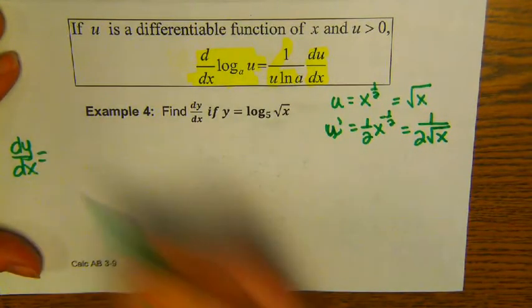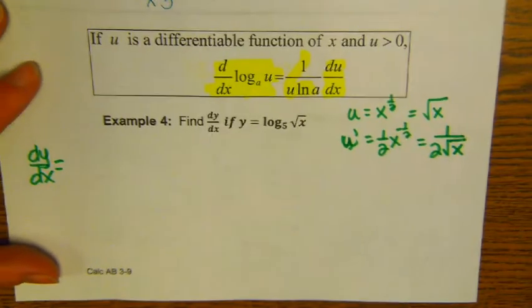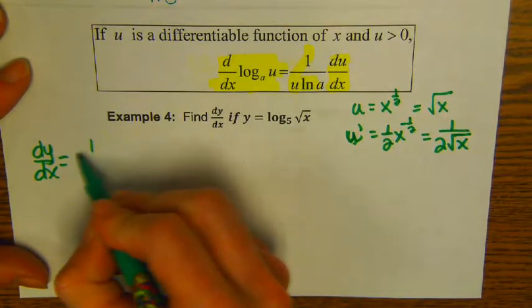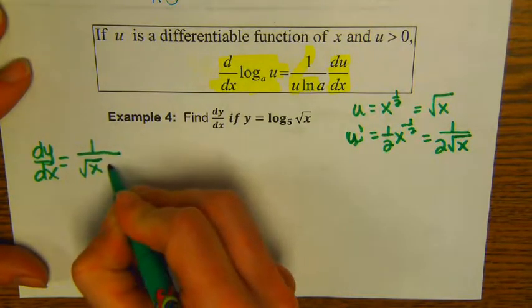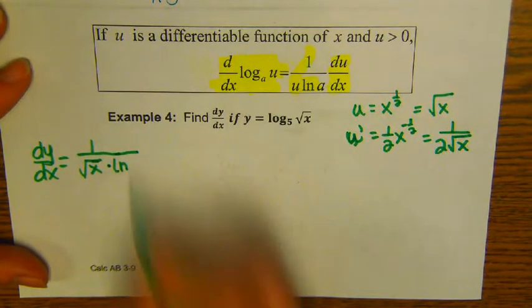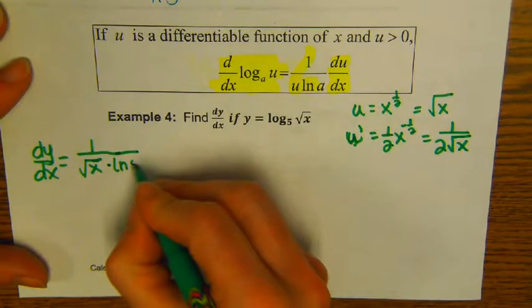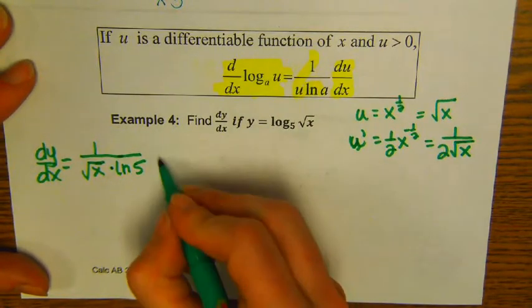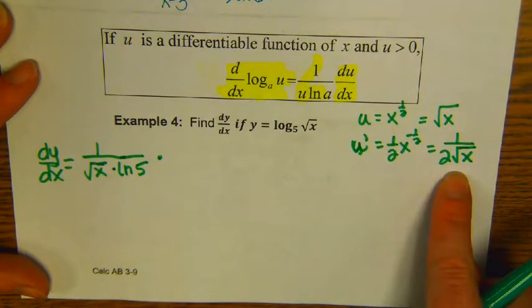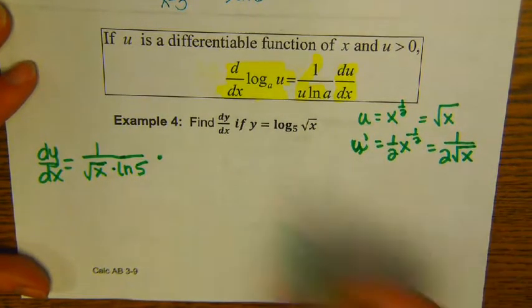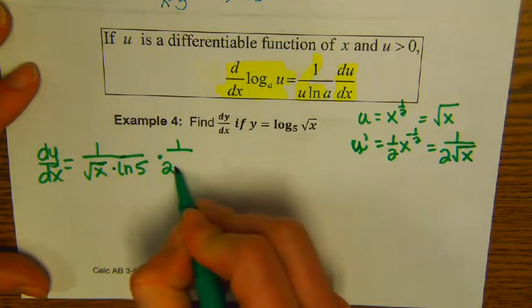So it's going to be 1/u. So what am I going to write? 1/square root of x times the natural log of the base, times du dx. We can put it on top if we want, but I think it makes more sense for simplifying to put it on the back. So times 1/2 root x.